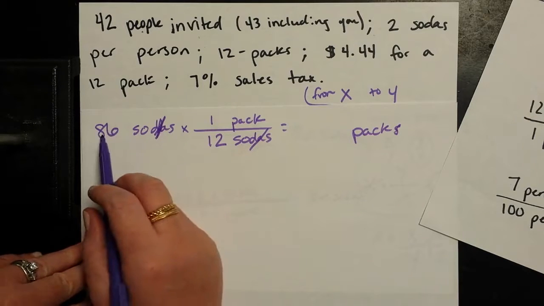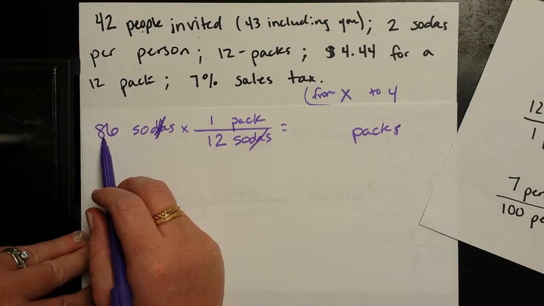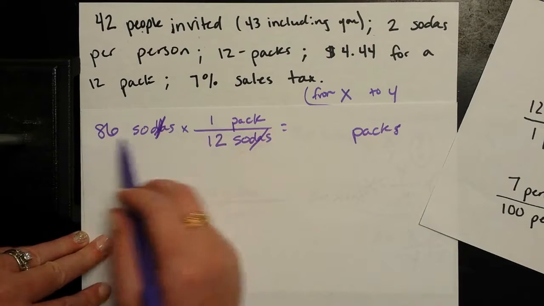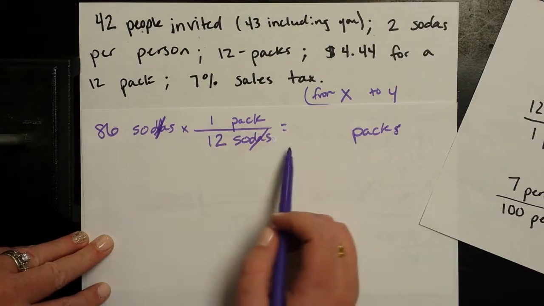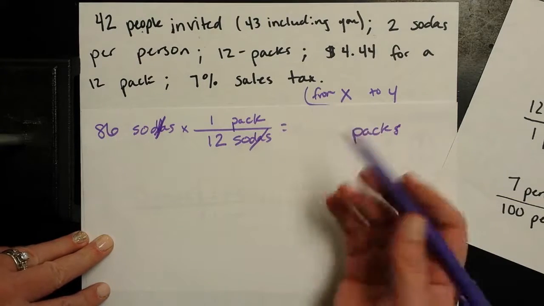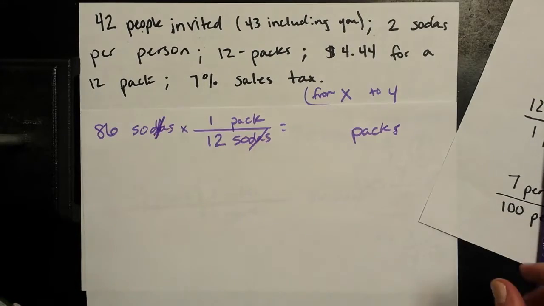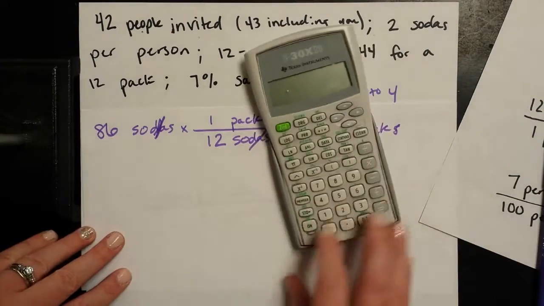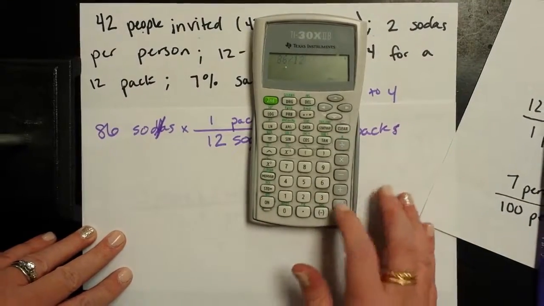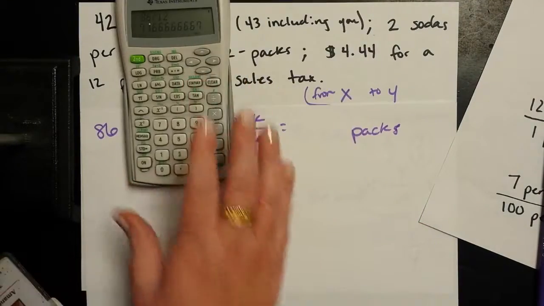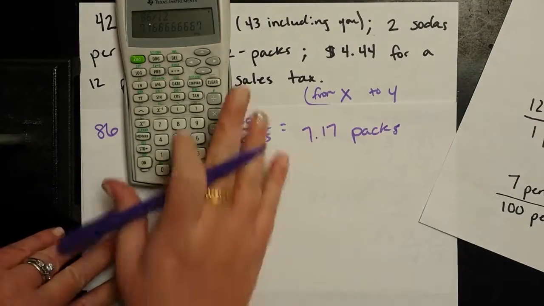So one thing you could do, and I'll show you this in a little bit, is that your numerators are 86 and 1, so you can multiply across your numerators and then multiply across your denominators and divide the two. But in this case, 86 times 1 over 12 should be 86 divided by 12. Okay, so we're going to take 86 divided by 12, and you get 7.17. Okay, so we need 7.17 packs.